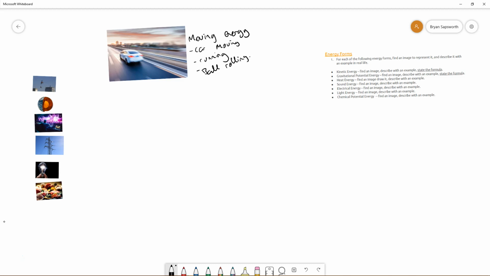A car moving has this energy because of its motion.